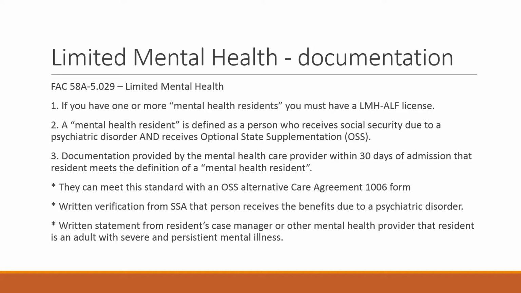So they can meet this standard within that 30 days with a signed alternative care agreement 1006 form, written verification from Social Security the person receives benefits due to a psychiatric disorder, or a written statement from the resident's case manager or other mental health provider that the resident is an adult with severe and persistent mental illness. There's a number of ways to comply with this requirement, but again, this requirement has to be met within 30 days of admission to the facility.